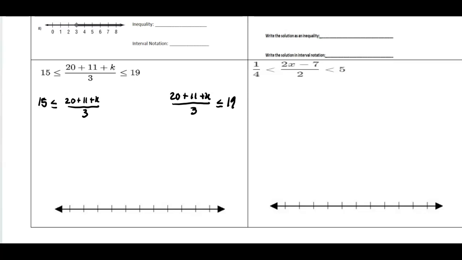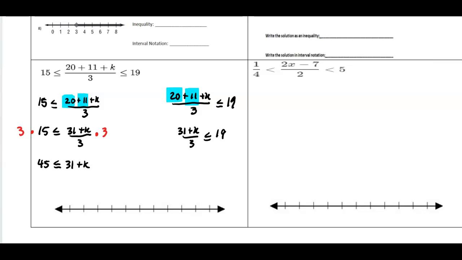Now, first, let's combine like terms up in the top, right? We got 20 and 11 in both. So really that's 15 less than or equal to 31 plus k over 3. And over here we have 31 plus k over 3 less than or equal to 19. Now I just have a fraction left, right? To get rid of that fraction, multiply both sides by 3. All right, that's 45 is less than or equal to 31 plus k.